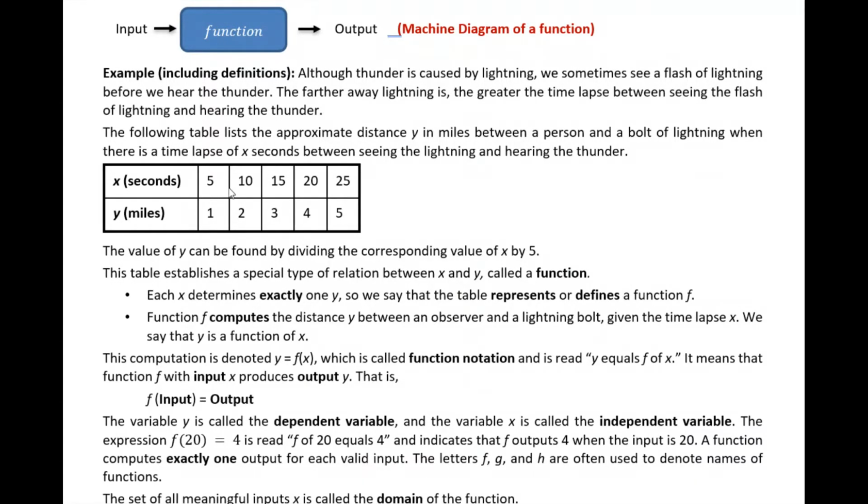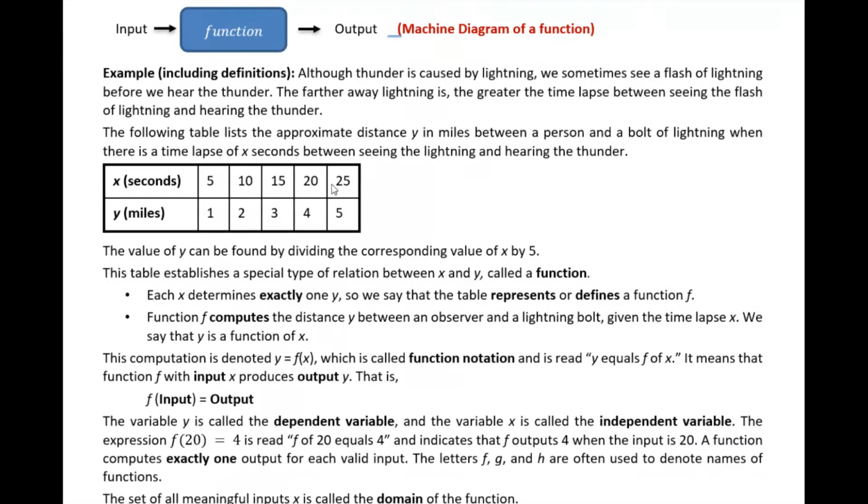So if you hear the thunder after 5 seconds after the lightning, that means you're 1 mile away. If you hear the thunder after 10 seconds, that means you're 2 miles away, and so on. So it's a simple model. In real applications you may have a lot of different factors, but they just made this simple model to explain the function. That represents a function.